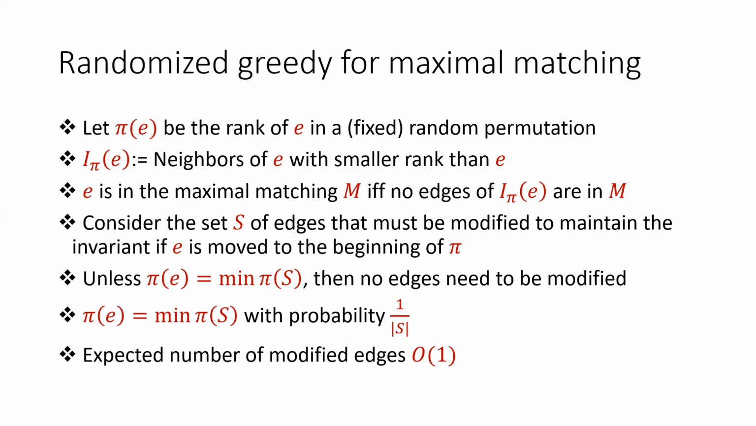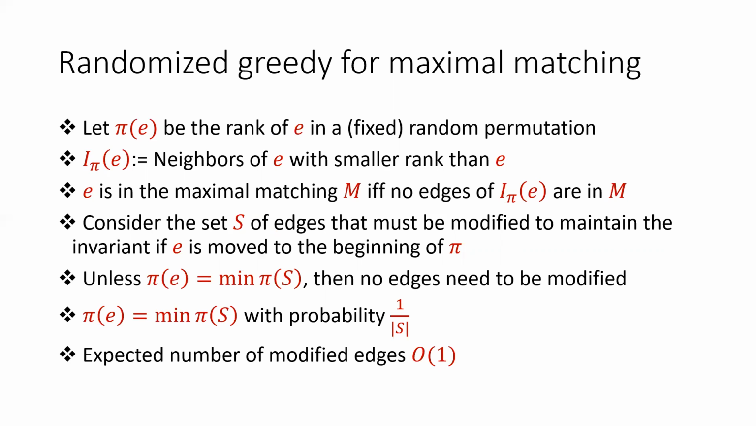Formally, if we let pi of e for an edge e be the rank in the underlying ordering that we choose, then we define I sub pi of e to be the neighbors of e with smaller rank than e. Now it's clear that we have an invariant: e is in the maximal matching if and only if no edges of I sub pi of e are in the matching.